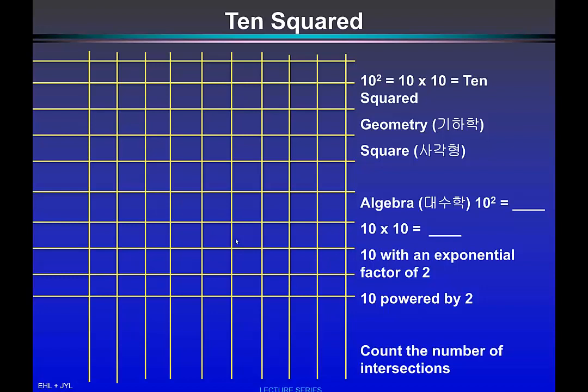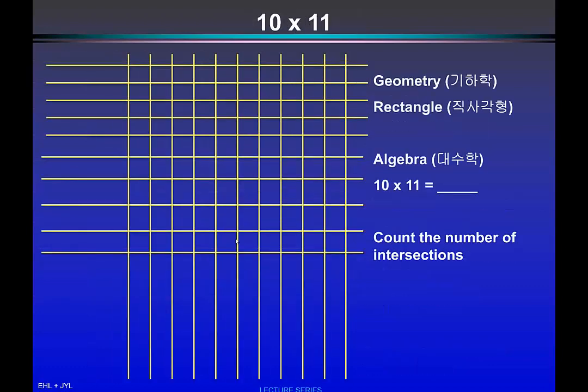Again, you have the geometry of a square when you have two sides of equal length, which is 10 units each. When you multiply them, you have the geometry of a square. 10 times 11 is 110.